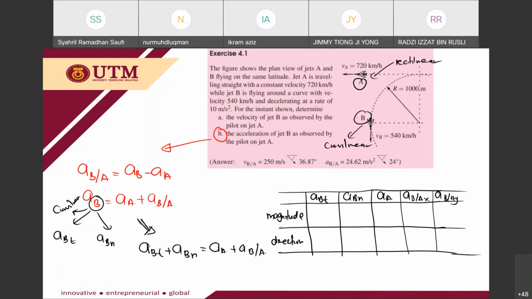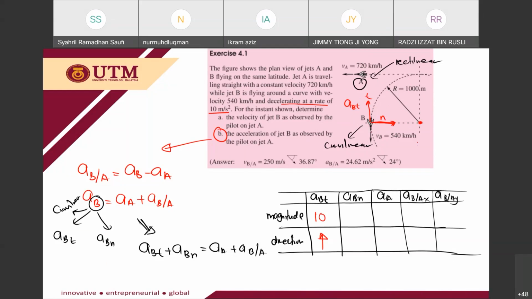All right, so for this case, it's already mentioned that the particle B is decelerating at the rate of 10 meters per second squared, meaning opposite direction to V. So this is your aBt, 10 meters per second squared, vertically upwards. And then 90 degrees to the tangent is the normal, which is toward the center of rotation. Inward to the curve is your normal axis.